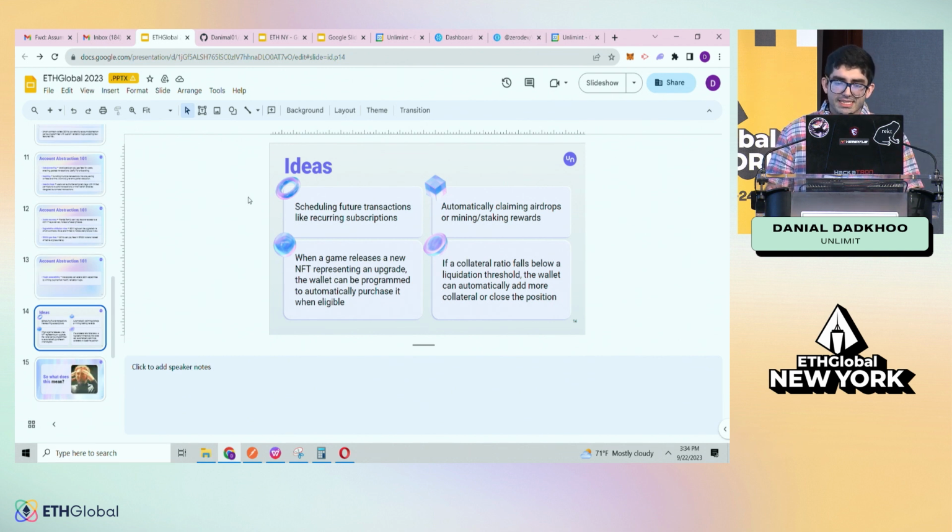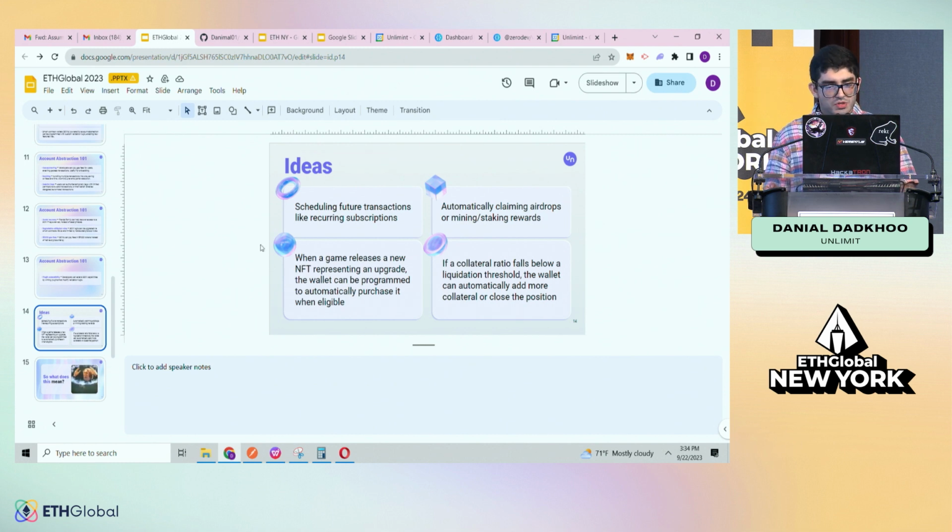So you have the ability to schedule transactions like recurring subscriptions, automatically claim rewards for mining or staking, buying NFTs, as I talked about. If you're doing something where you could potentially get liquidated, you can create logic saying, hey, if I ever reach a certain threshold, fund my account, right? So this can all happen in the back. You're not actively doing anything. It's just pre-coded into the wallets, right?